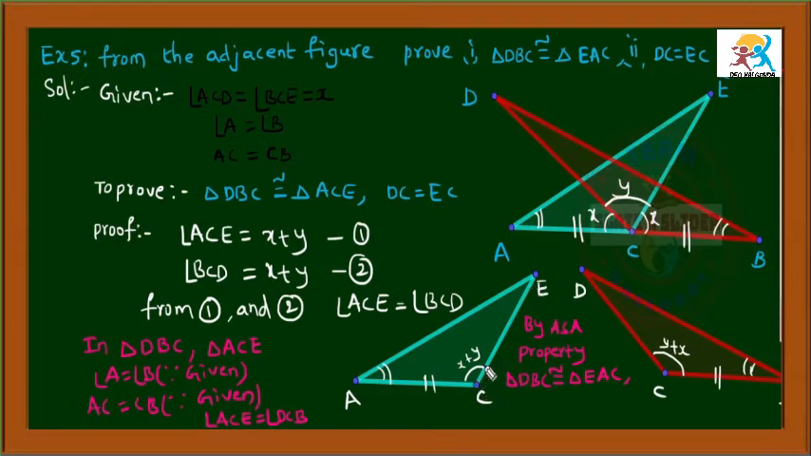Here the corresponding parts are EC is equal to CD, and we can write one more, that is AE is equal to BD also. Actually it was not asked, but we are writing because the corresponding parts are equal. And also we can write that angle AEC, that means this angle, is equal to angle CDB.